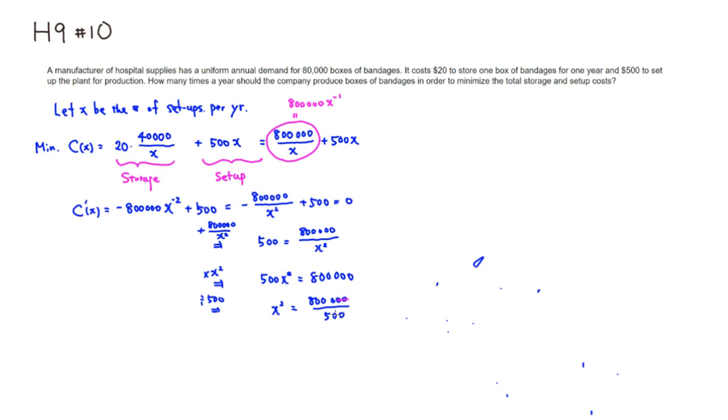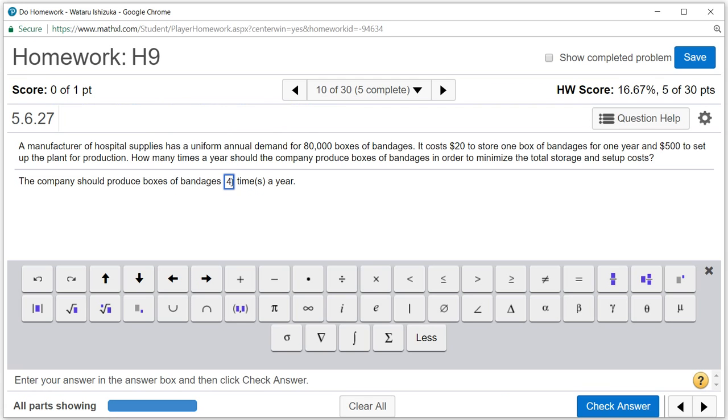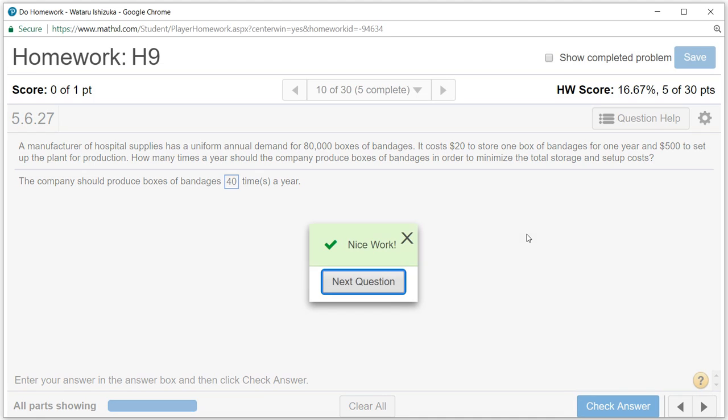So what's that? Two zeros, we can knock those out. 8 divided by 5 gives 1.6, so it's 1600. If you take the square root of both sides, we get x is equal to plus or minus 40. Of course, we can't really talk about negative production, so it's going to be positive 40. So we would like to produce 40 times a year. Check the answer. We got that.